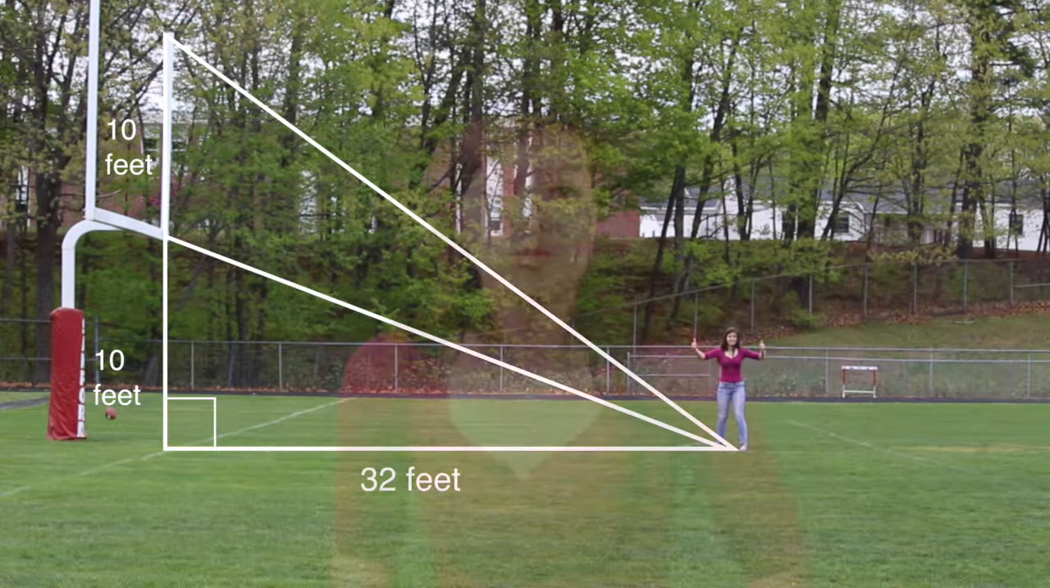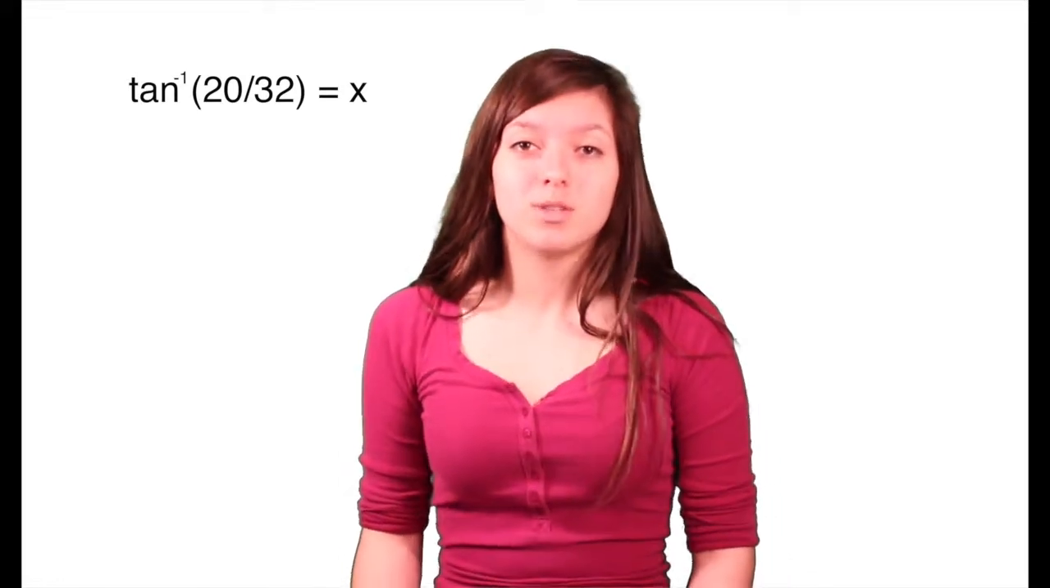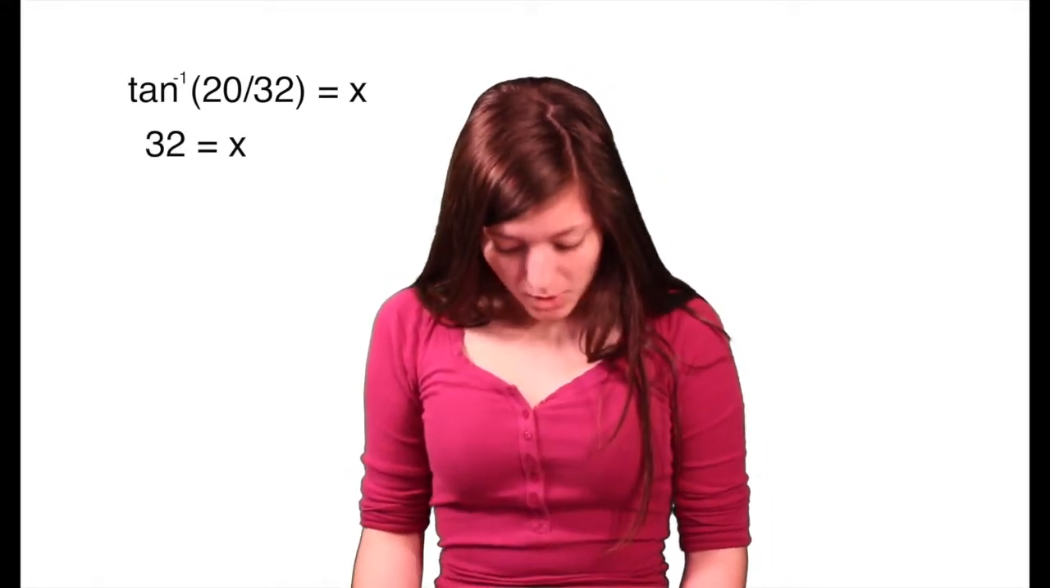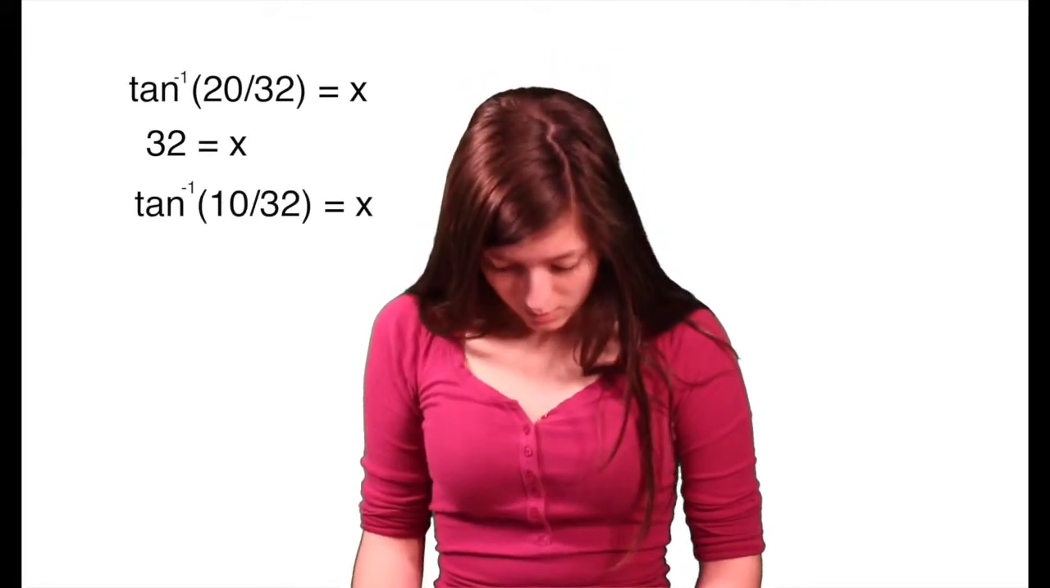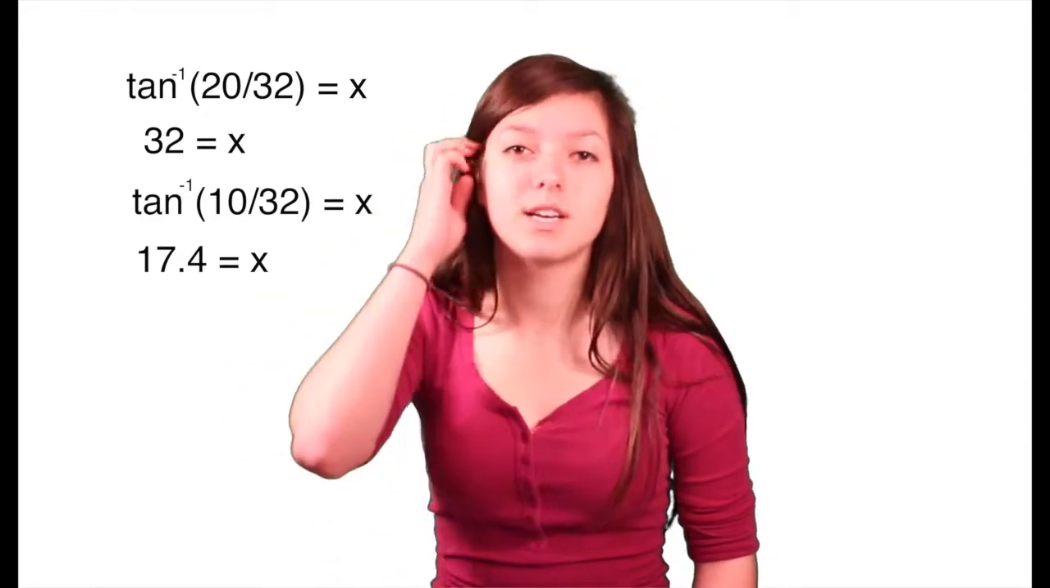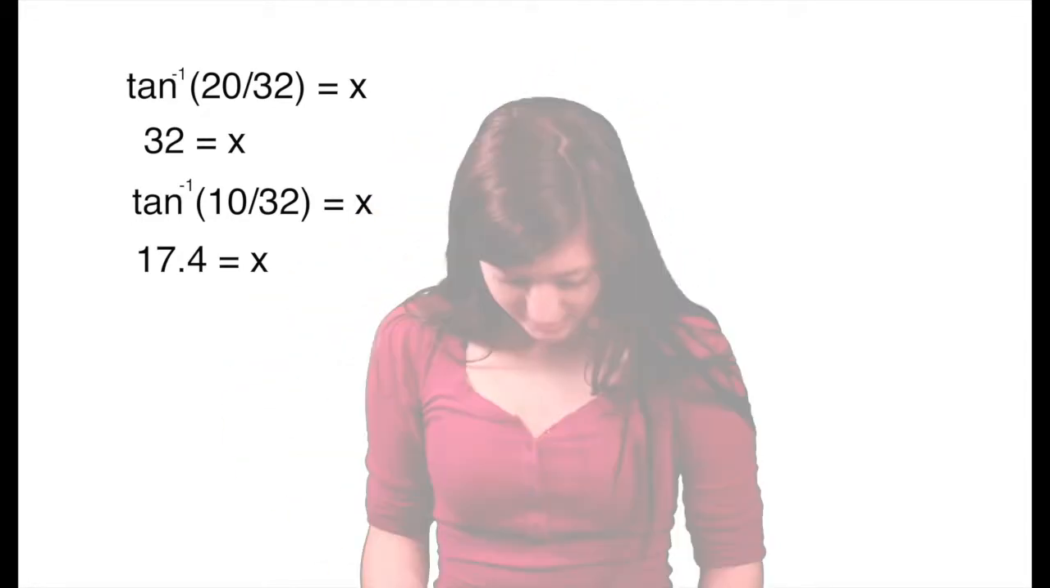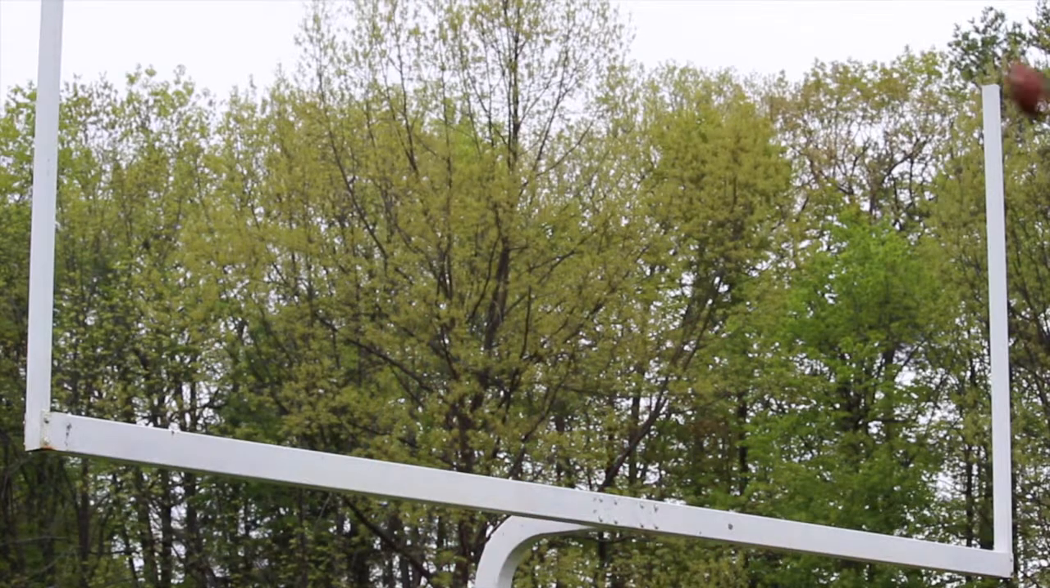Now we can calculate the maximum angle of elevation. Inverse tangent of 20 over 32 is approximately 30 degrees. Now we can take the bottom height, which is 10, and use the inverse of tangent. Inverse tangent of 10 over 32 is about 17.4 degrees. Now we know that Sarah would have to kick the ball at least 17.4 degrees and 32 degrees at most.